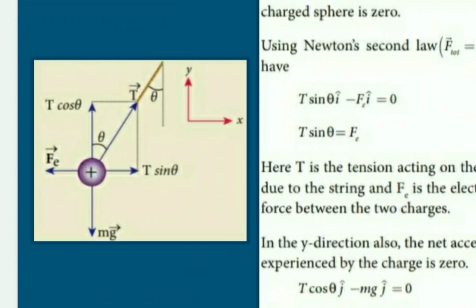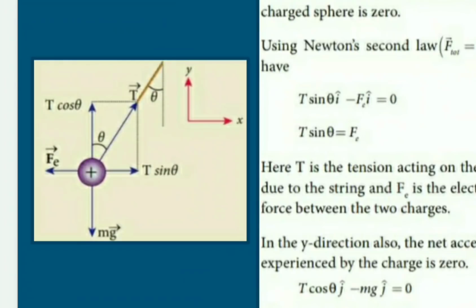They have represented the different forces that are acting on the charge. First they have considered the charge on the left side. They are repelling each other, so Fe should be acting towards the left, right? Now its weight will be dragging it down, and that is what is acting as mg in the downward direction. The tension in the string is represented as T here, and you can see that T is making an angle of theta with the vertical.